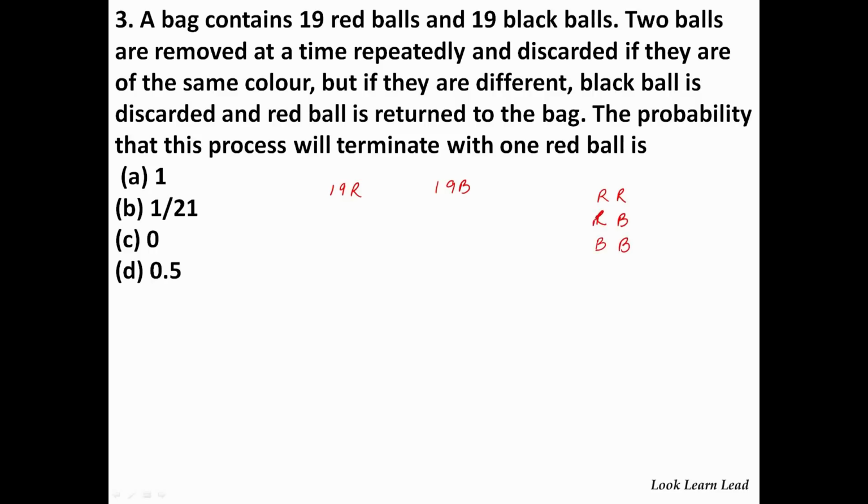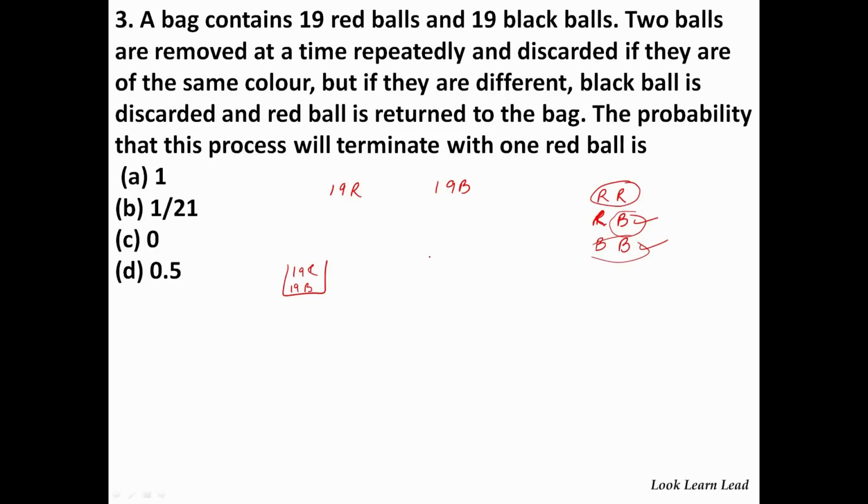These are the combinations. If the two balls are of the same color, they are discarded. But if they are of different colors, the black is discarded and the red ball is written back to the bag. In this bag we have a total of 19 red and 19 black balls. Suppose we have red and black, or black and black; in both cases a black ball would be removed. Red is only removed in pairs.